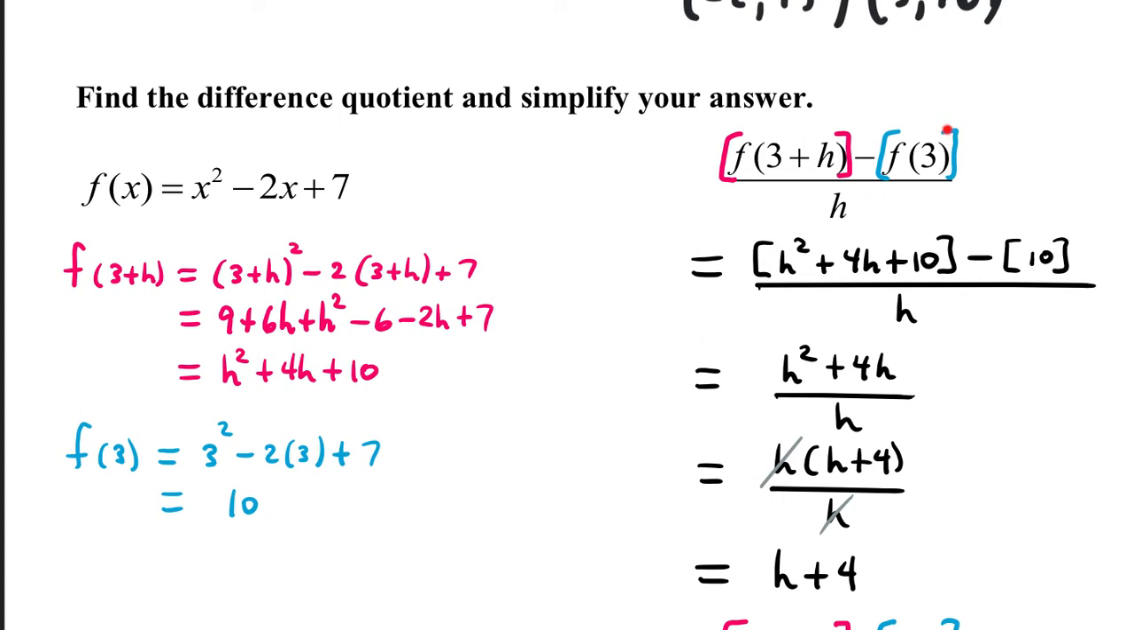The upper right part is not usually very hard to calculate. Most of the time it's simplify or placing a number into your function. So f of 3, that's 3 squared minus 2 times 3 plus 7, that's 10. Now we go under our difference quotient, replace the upper left with h squared plus 4h plus 10, minus f of 3, which was just 10. The 10s will cancel each other, h squared plus 4h all over h. Factor an h from your numerator, cancels the h from the denominator, leaving h plus 4. That is your simplified difference quotient for that function.